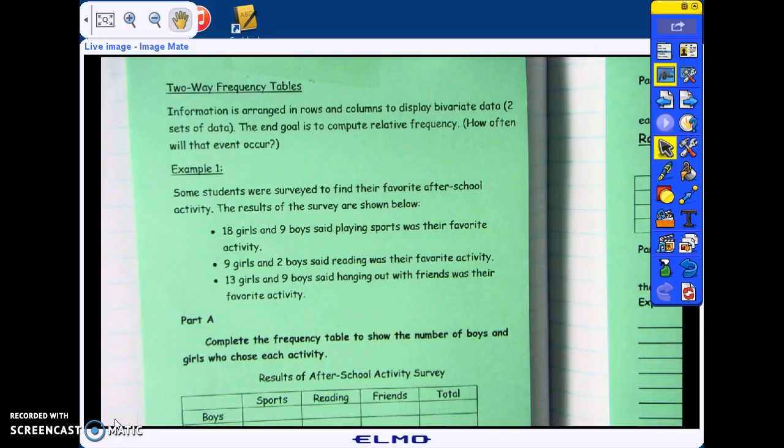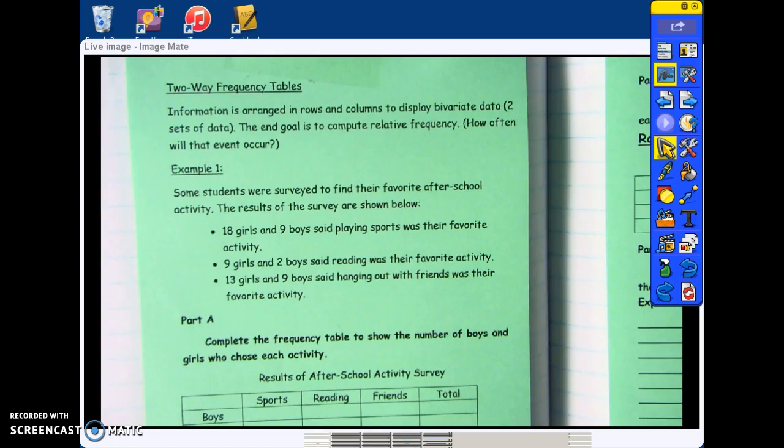Alright, page 38. Two-way frequency tables. Information is arranged in rows and columns to display bivariate data, because we have 2 sets of data, so like what we just looked at, cats and dogs versus inside-outside, that's bivariate data. The end goal is to compute relative frequency, how often will that event occur.